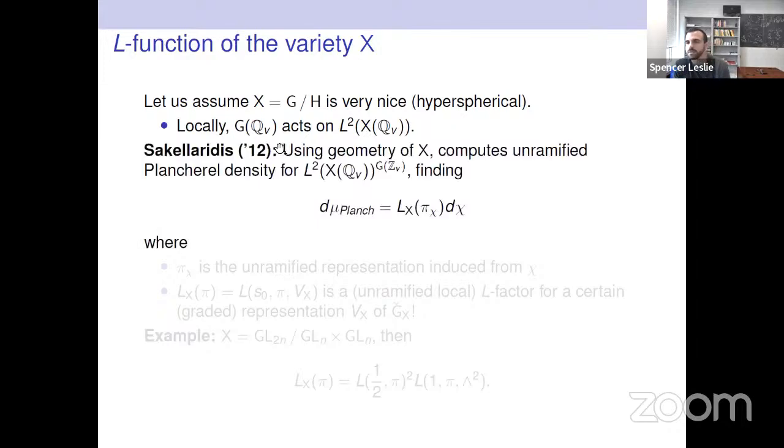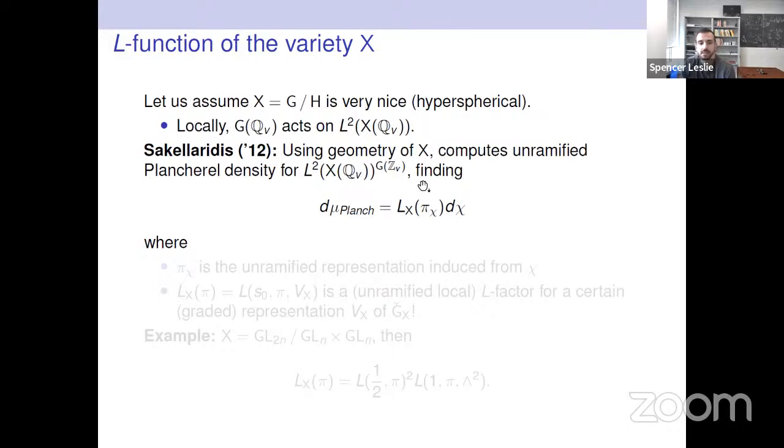And so around 2012, Yiannis Sakellaridis, in a sort of amazing calculation, using some pretty deep geometry, combinatorial geometry of these varieties, computes the unramified Plancherel density for this representation. So namely the decomposition of the G of Z_v fixed point. So this is some hyperspecial maximal compact. He decomposes this as a direct integral with an explicit Plancherel density.